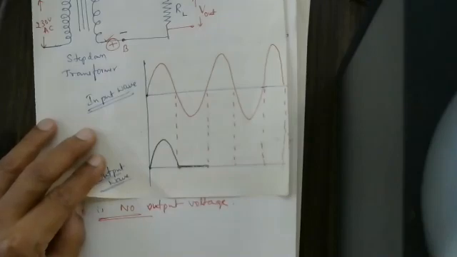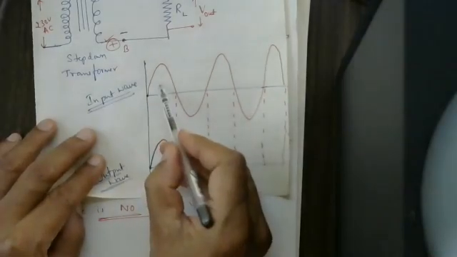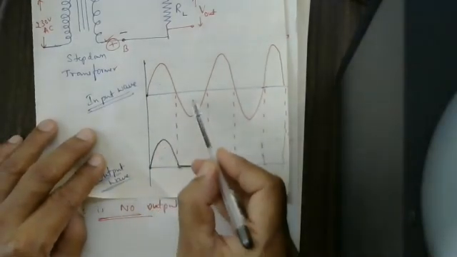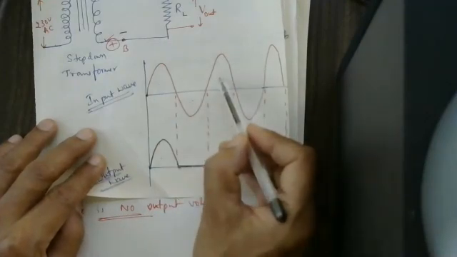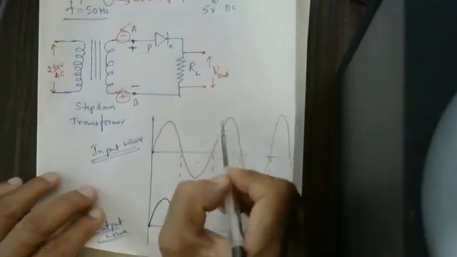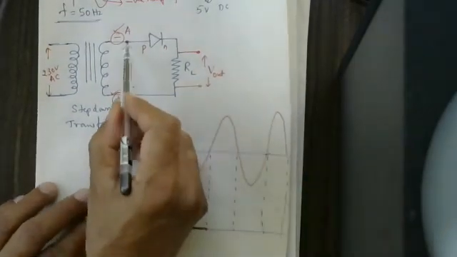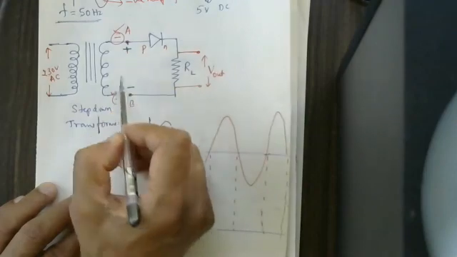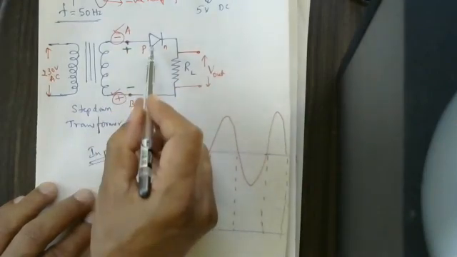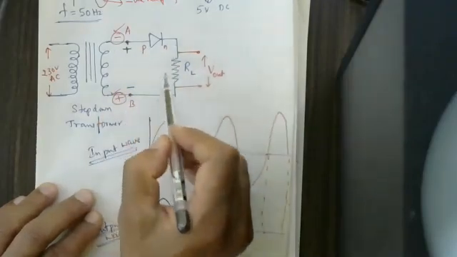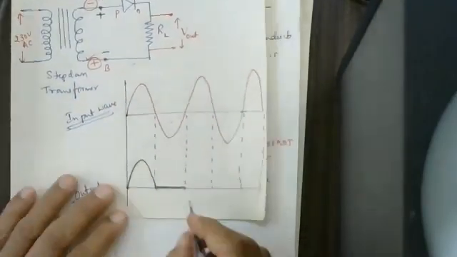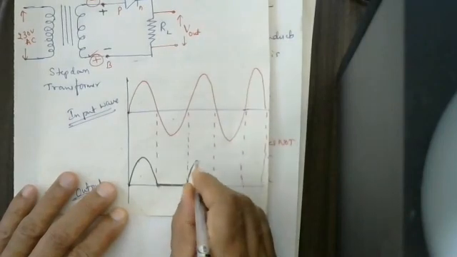Again, next case. This is during the positive half cycle. During the negative half cycle, this is happening. Again, we are getting the positive half cycle. During the positive half cycle, A is positive, B is negative. Diode is conducting. As the diode is conducting, current is flowing. As current is flowing here, there is a voltage. Therefore, here you are going to get a voltage.